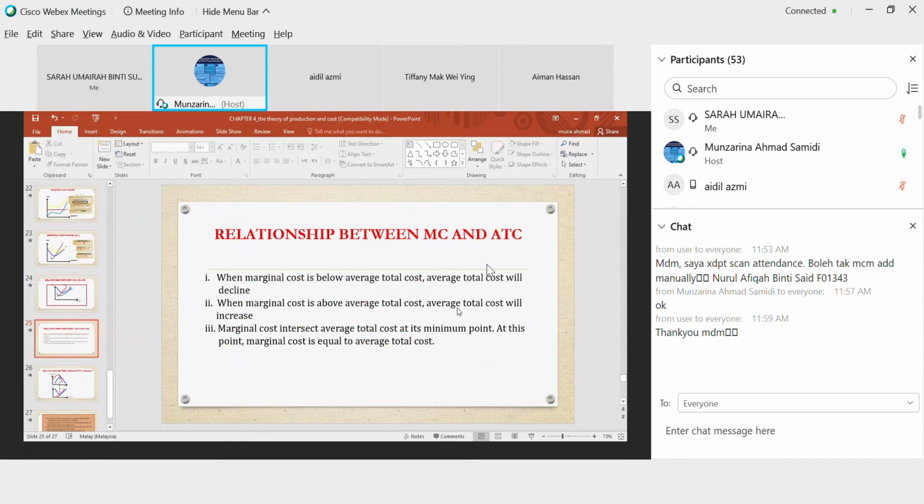Okay, so this is like MC, this is like MP and AP. MC and AC also have the same relationship. When the marginal is below, of course, average will fall. When the marginal is above, of course, average will increase. The same relationship just like MP and AP.